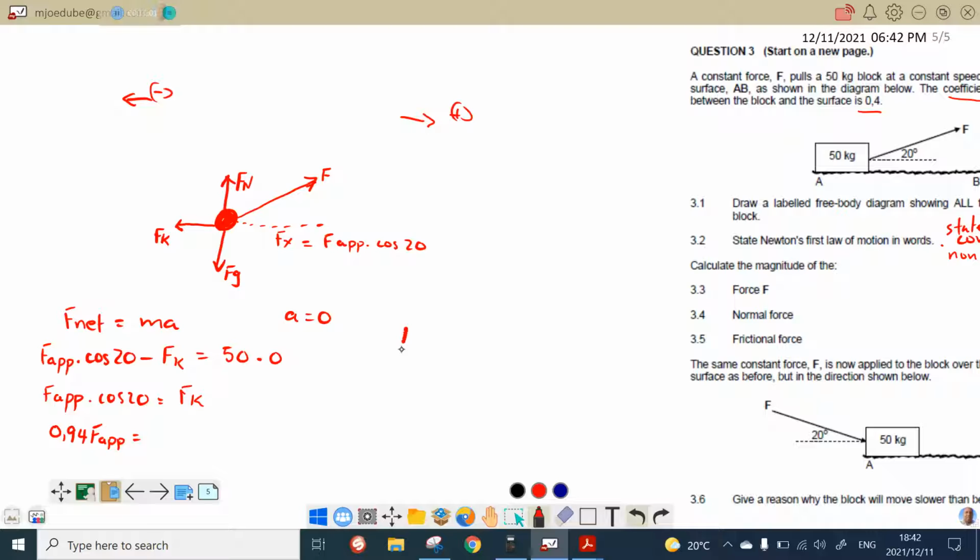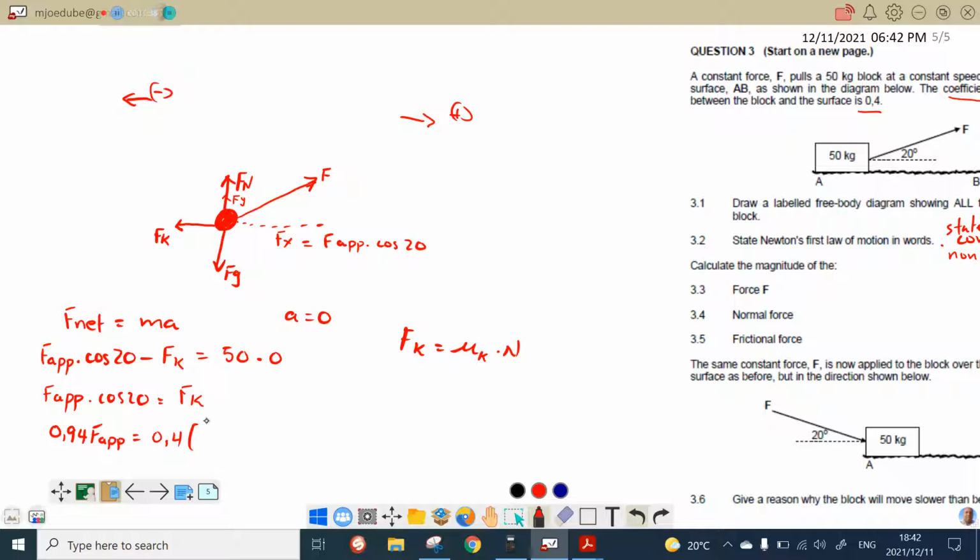Now Fk is equal to mu k multiplied by the normal force. Now, what is my mu k? The mu is equal to 0.4, and then multiplied by the normal force. Now, that normal force has got two components. It's got the normal, and then it's also got the Fy component. So now I want the Fn. So Fn is going to be equal to Fg minus Fy.